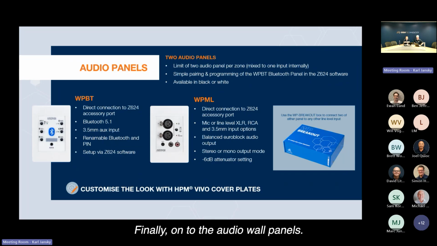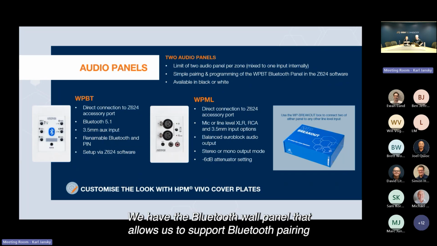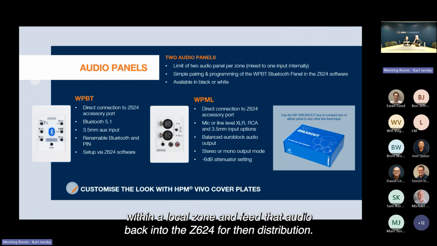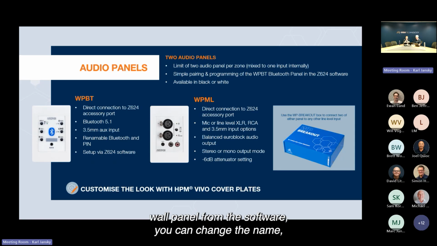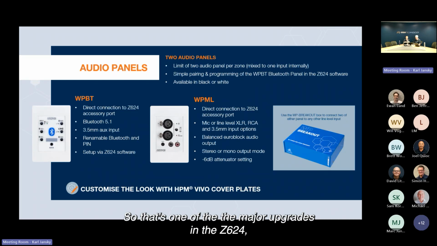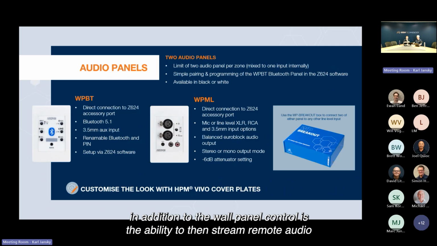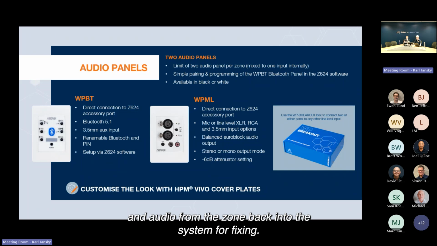Finally, onto the audio wall panels, we have the Bluetooth wall panel that allows us to support Bluetooth pairing within a local zone and feed that audio back into the Z624 for then distribution. And with the WPML, it does the same thing. With the Bluetooth wall panel from the software, you can change the name, PIN number, and security features. And again, you'll see that within the software. So that's one of the major upgrades in the Z624, in addition to the wall panel control, is the ability to then stream remote audio from the zone back into the system for mixing.